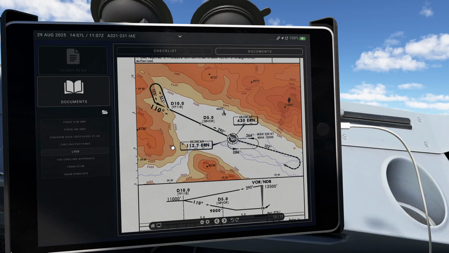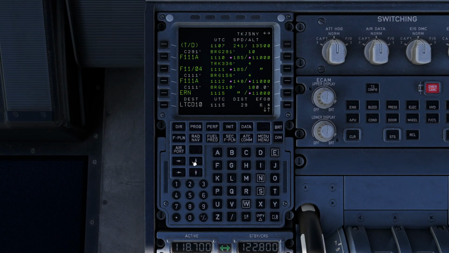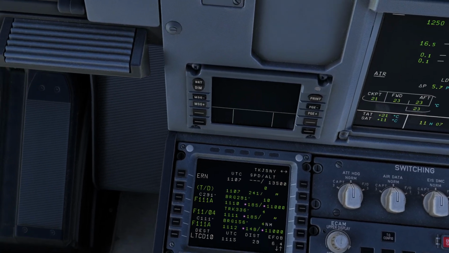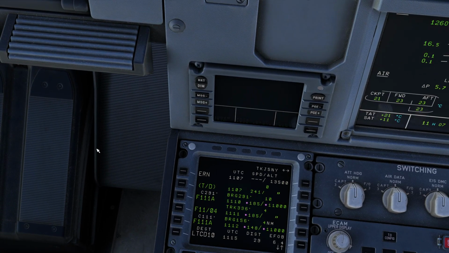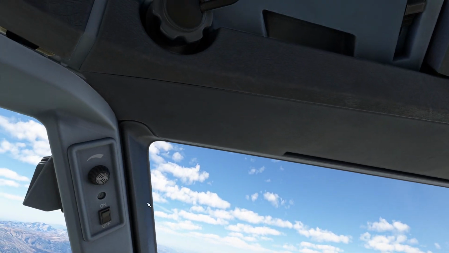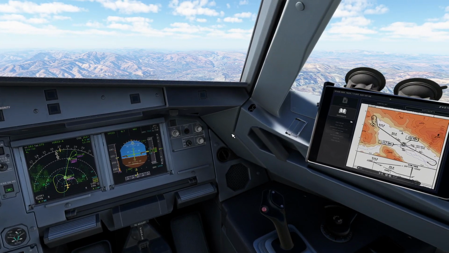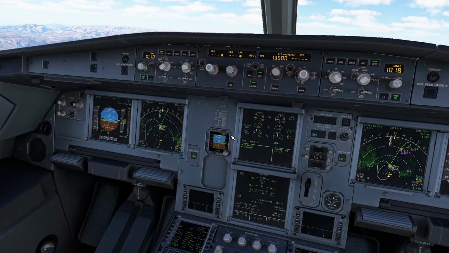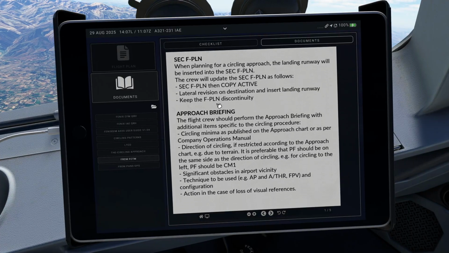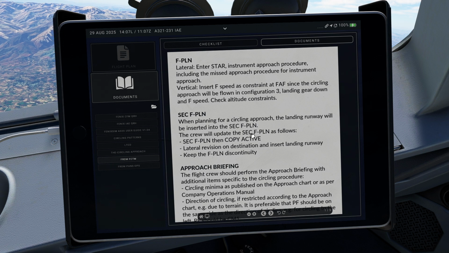Okay, and the other item that I should insert is, later on when we are preparing for leave the holding, you should reduce to a speed 185 because of the restriction and limitation of the procedure, instrument approach procedure. Okay, we do that in lateral and vertical revision for flight plan page.